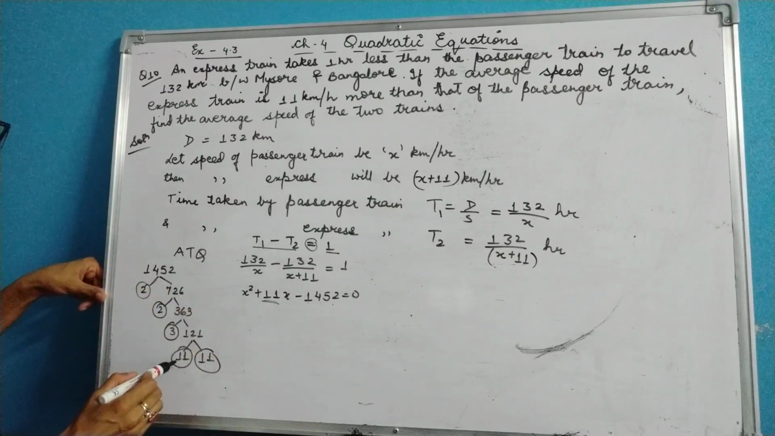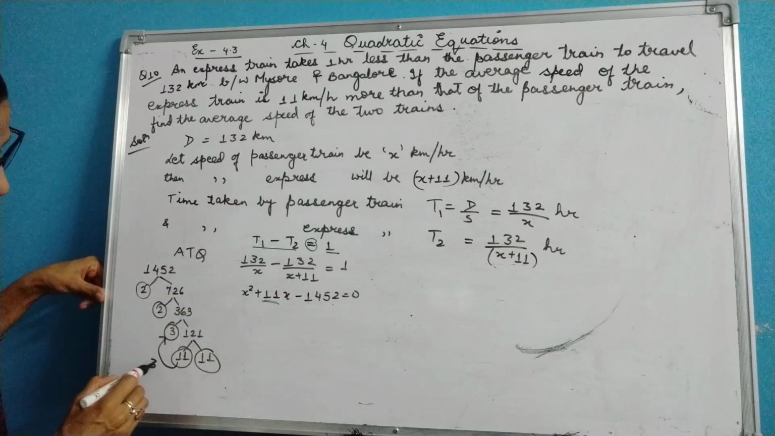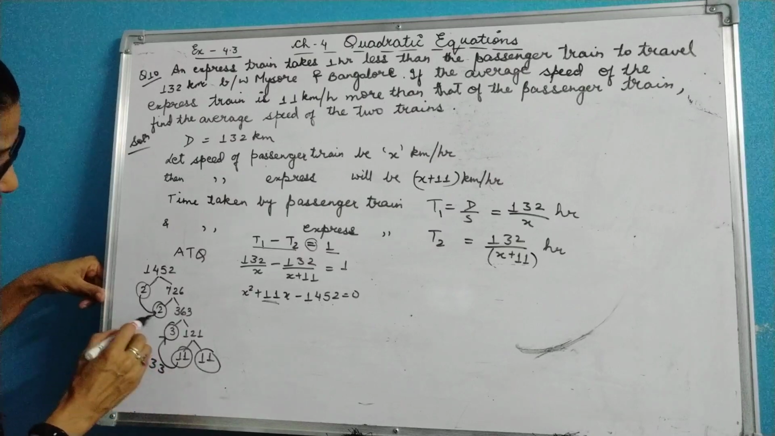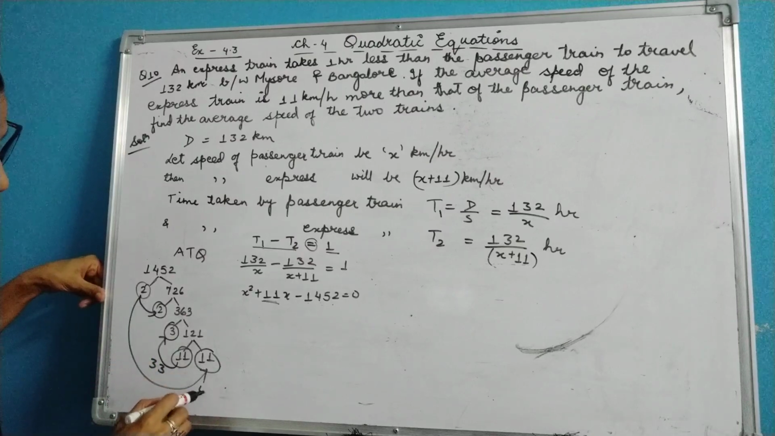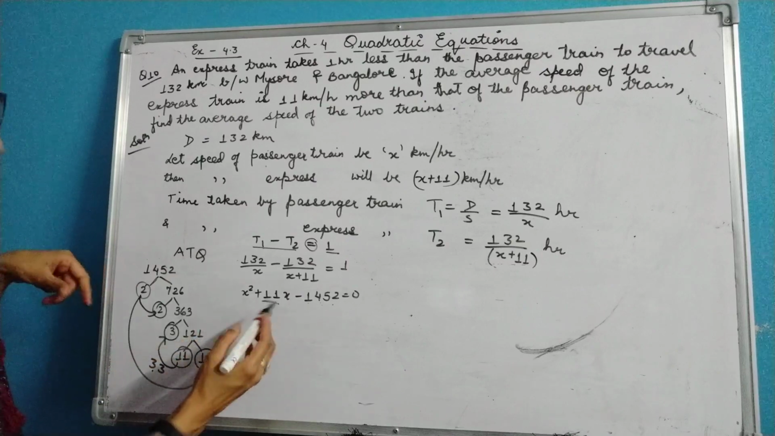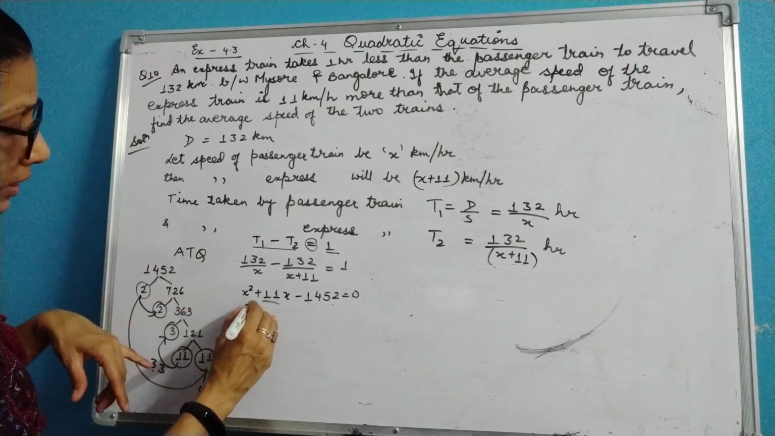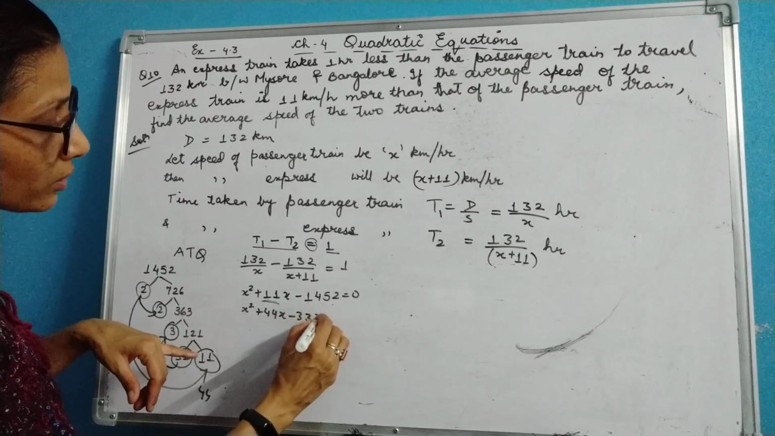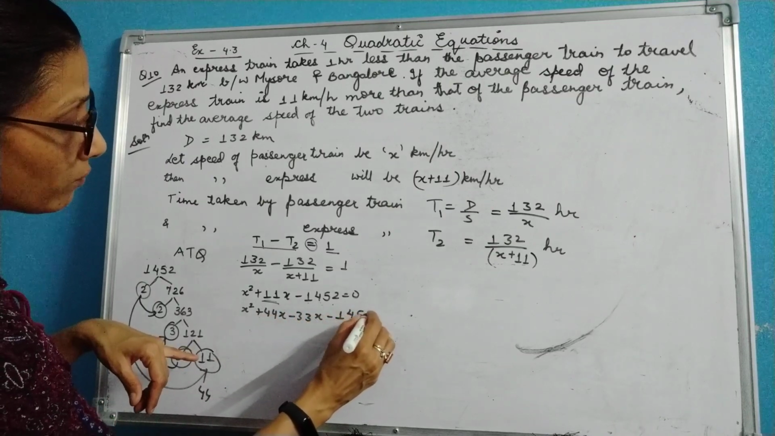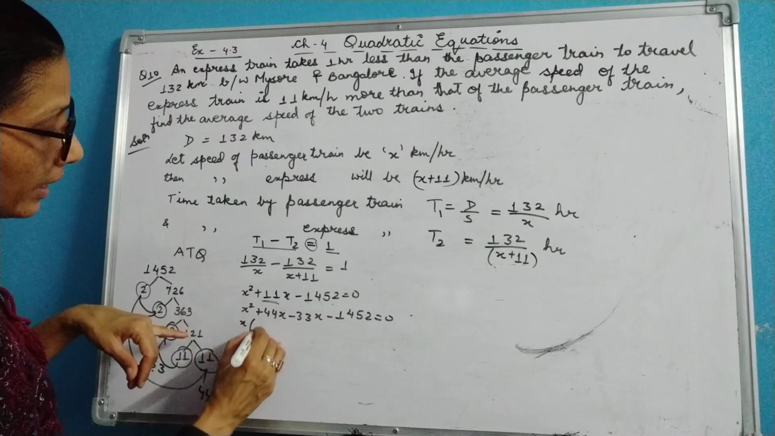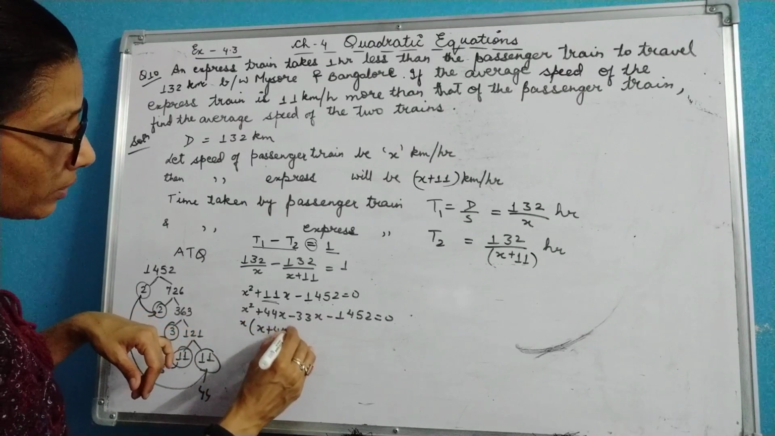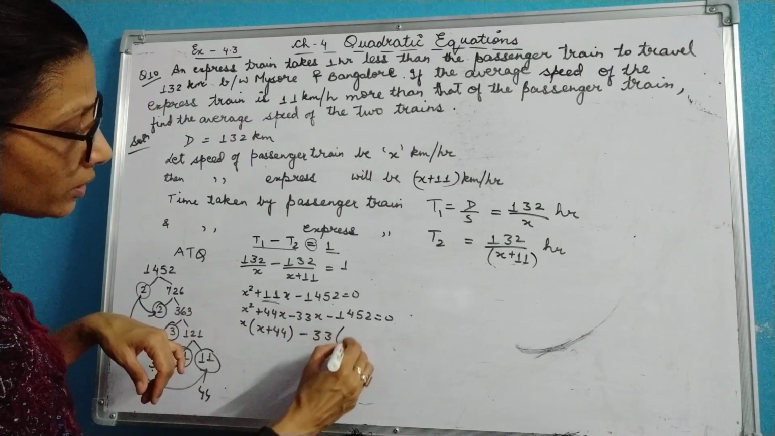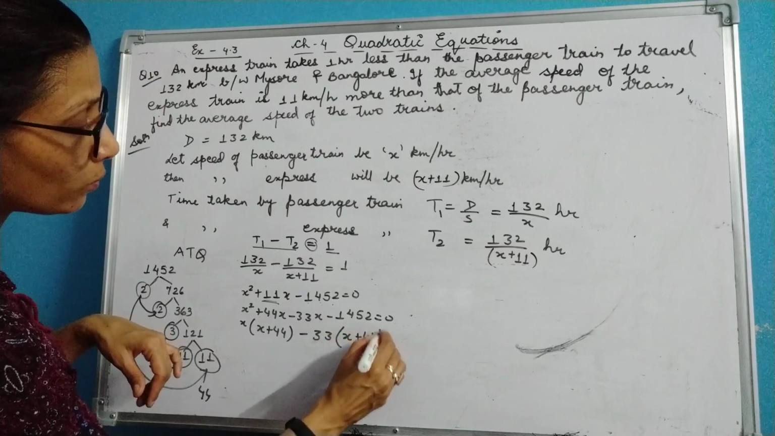So see children, if I take 11, 3 elevens are 33 and 4 elevens are 44, then 44 minus 33 will give me 11. So I will be taking it as x squared plus 44x minus 33x minus 1452 equal to 0. I can take x common here, so I will be getting x plus 44. Again 33 common here, I will get x plus 44 equal to 0.